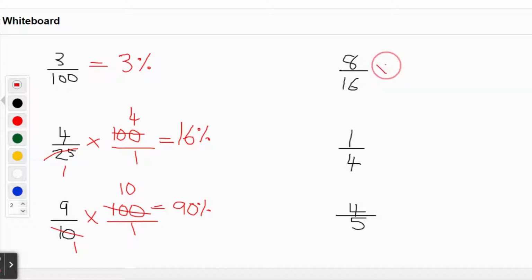And again, this fraction is not out of 100, so we will go ahead and multiply it by 100 over 1. Then we look to see if we can simplify any of the numbers. And in this case, 4 is a factor of both 16 and 100. So we're going to say how many times can 4 go into 16 and how many times it can go into 100. So 4 into 16 goes 4 times, and 4 into 100 goes 25 times.